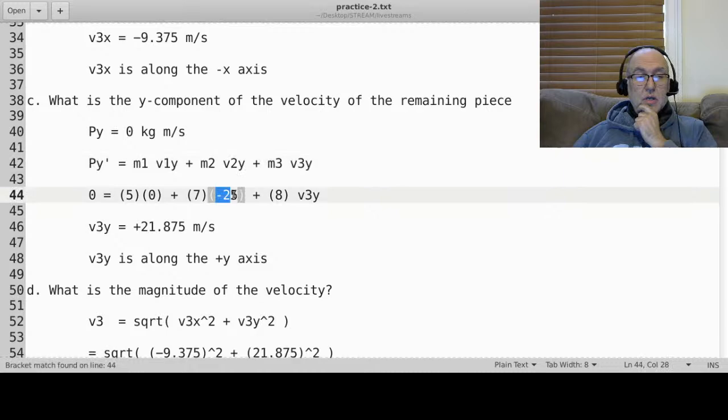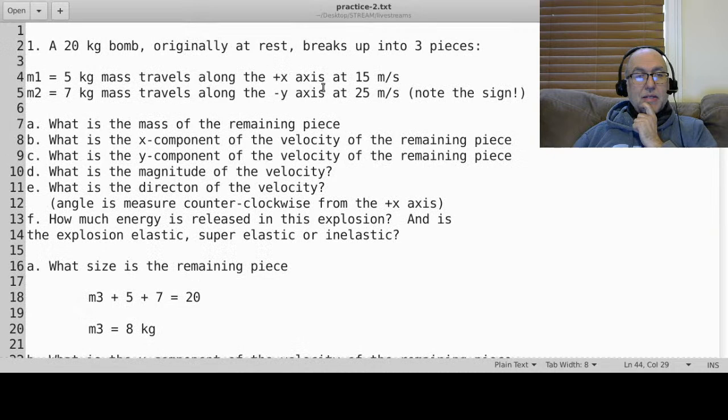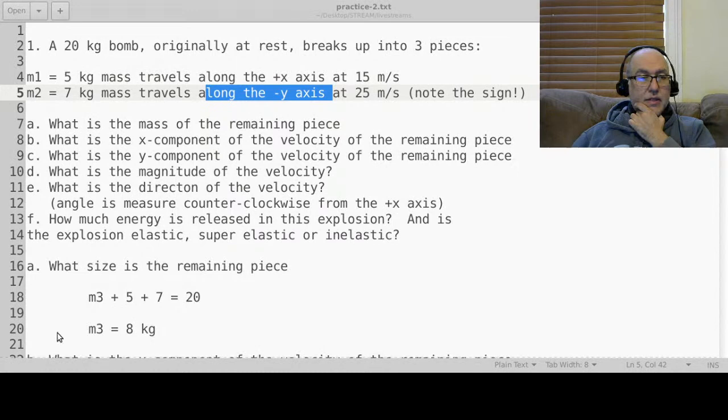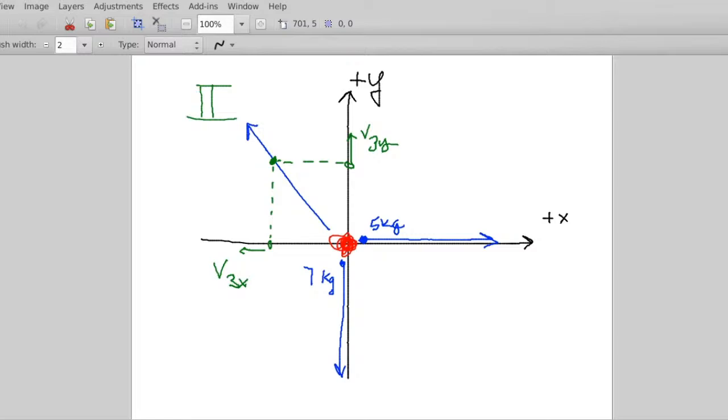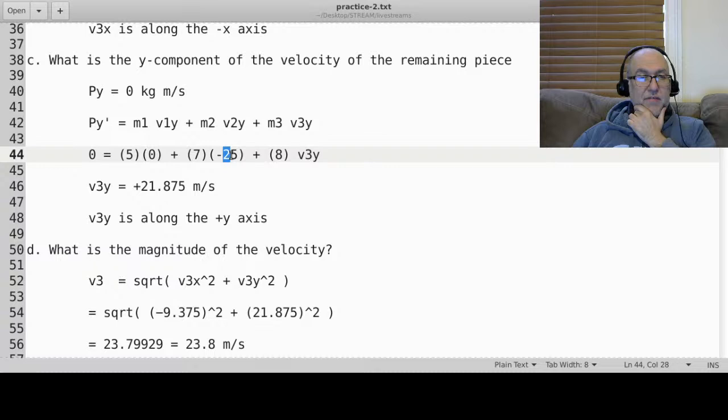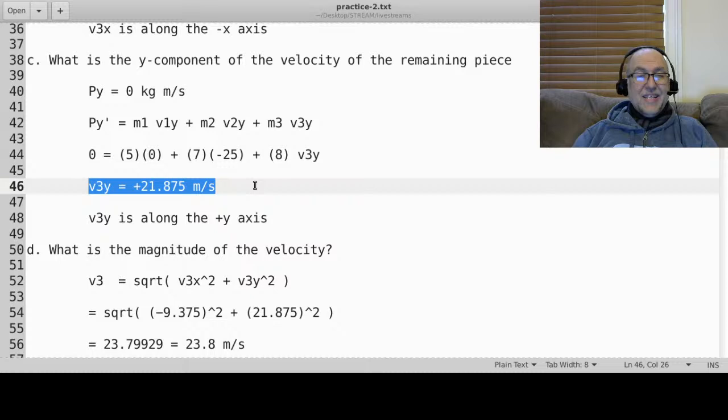So just be careful up here. It's moving at 25 meters per second along the negative y axis, and that means its y component is negative 25. In the diagram again, it's going downwards like that, not upwards, and that makes a big difference. So that's why this is negative 25. And M3 is still 8. Now we're solving for the V3y component. Simplifying that, bringing it to the other side, and dividing by 8, you get that V3y is 21.875 meters per second. So V3y is along the positive y direction, and that's what we expected.